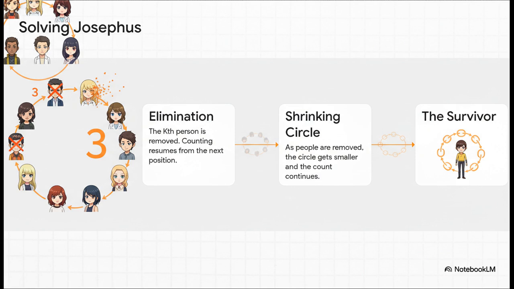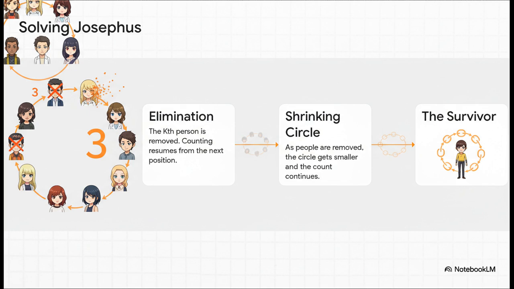We've got 7 people, and we're getting rid of every third person. So we start counting. 1, 2, 3. Person 3 is out. The circle shrinks. We pick up from person 4 and count again. 4, 5, 6. Person 6 is out. This just keeps going, with the circle getting smaller and smaller until only one survivor is left.